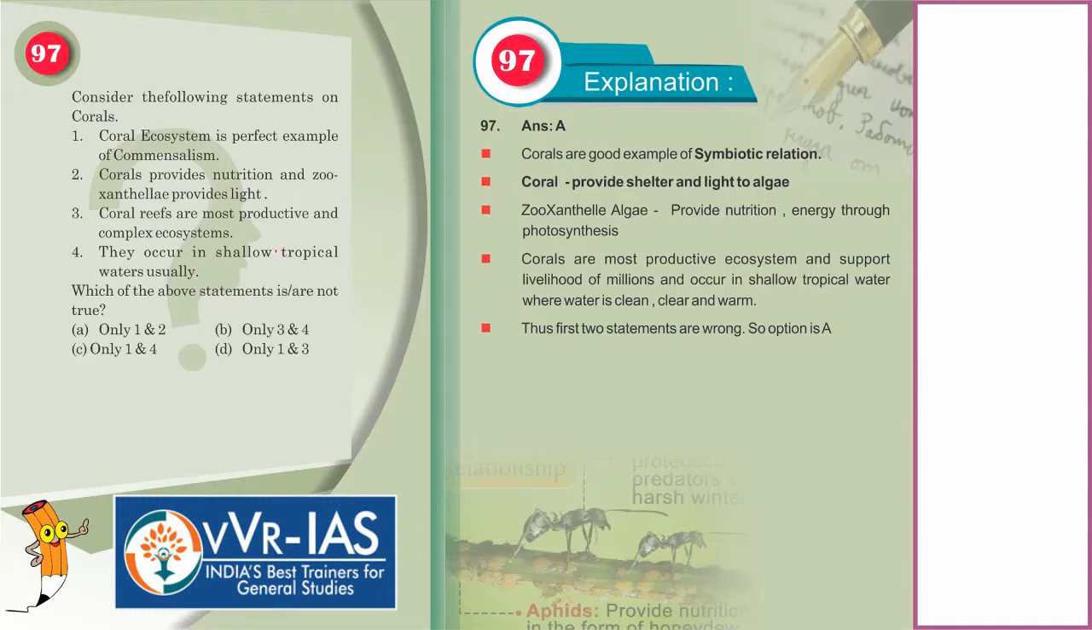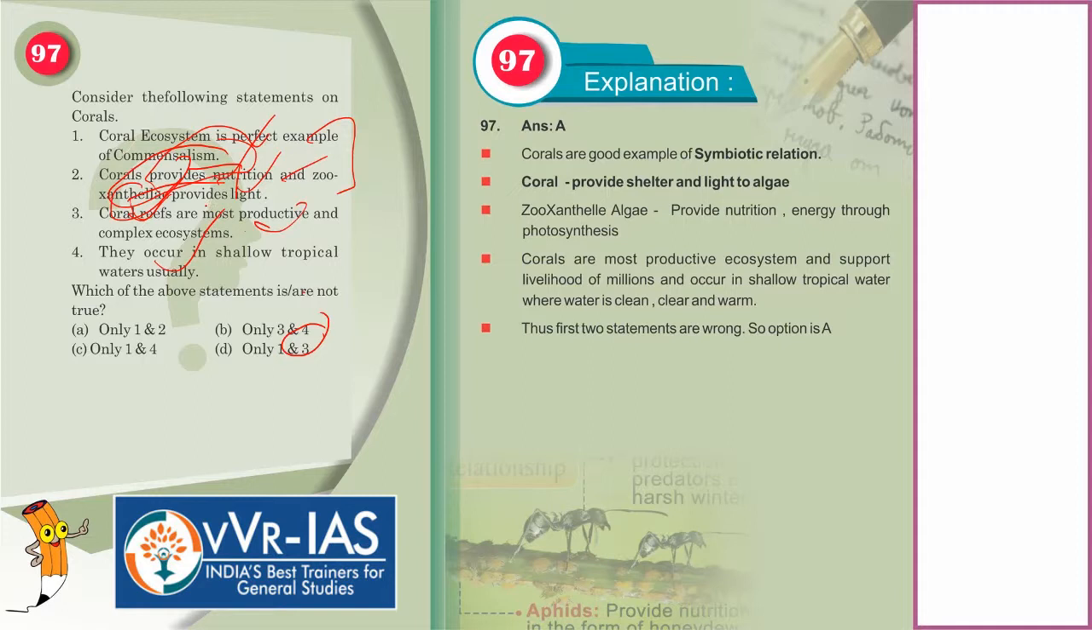Consider the following statements regarding corals. Coral ecosystem is a perfect example of commensalism. Corals provide nutrition and zooxanthellae provide light. Coral reefs are most productive and complex ecosystems. Now, what is the question asking for? Which of these are not true. Corals provide nutrition and zooxanthellae provide light. Sorry, this second statement is wrong. It is the other way around. It is the corals which provide shelter and light to the algae, which is your zooxanthellae. So this is wrong.